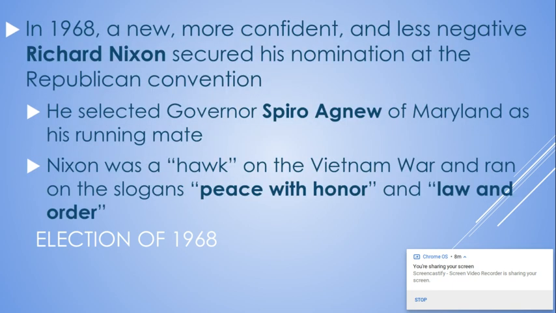In 1968, a new, more confident and less negative Richard Nixon secured his nomination at the Republican National Convention. He selected Governor Spiro Agnew of Maryland as his running mate. Nixon was a hawk on the Vietnam War, which meant that he supported the war, and he ran on the slogans, peace with honor and law and order.